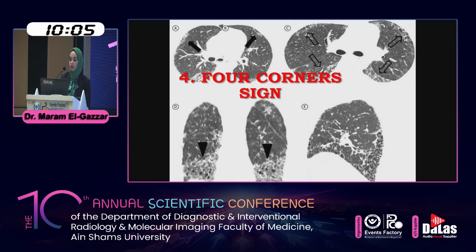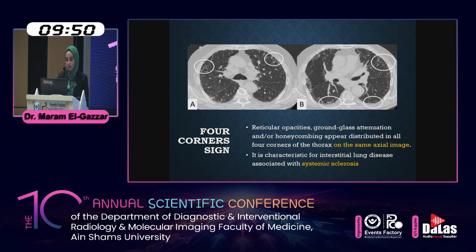The fourth sign is the four corner sign. On the same axial cut, I see the four corners of the lung affected with honeycombing, as we see here. It is best visualized, as we said, in the axial images. The most important point is that on the same axial image, I see the four corners of the lung affected, bilateral anterior and bilateral posterior. It is highly associated with systemic sclerosis.